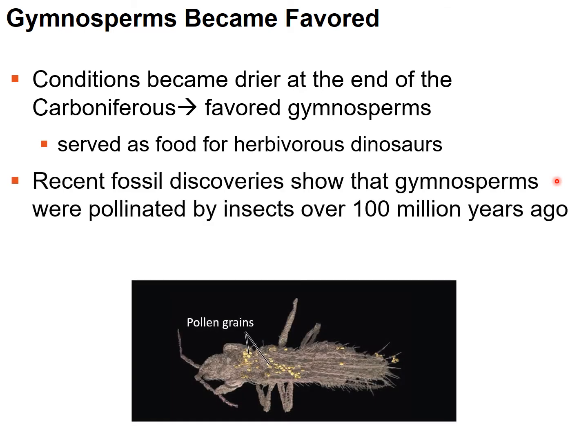And we do also have evidence of pollination. Recent discoveries of fossils show that gymnosperms were pollinated by insects. And we already kind of know that that happens now, but over 100 million years ago, it occurred, right? So you can see an old fossil of an insect with pollen grains on its back.